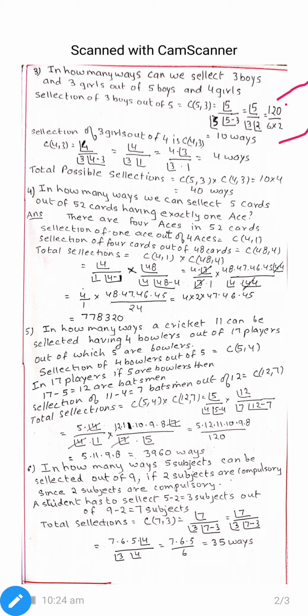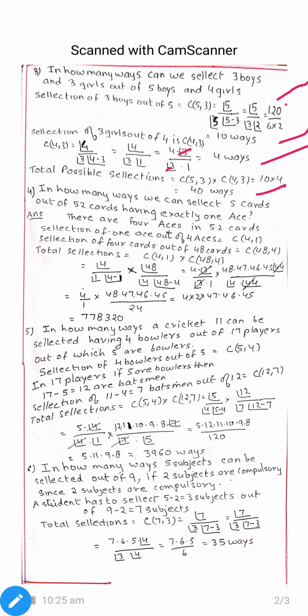Selection of 3 girls out of 4 is C(4,3). C(4,3) is equal to factorial 4 upon factorial 3, factorial (4 minus 3). Factorial 4 can be written as 4 into 3 factorial upon 3 factorial. 3 factorial gets cancelled out. We are left with 4 ways. Total possible selections is C(5,3) into C(4,3), 10 into 4, that is 40 ways.